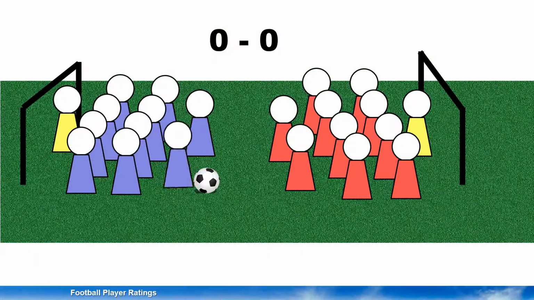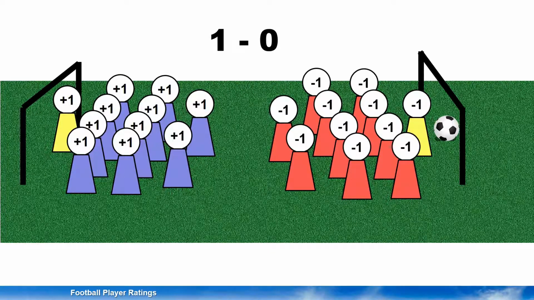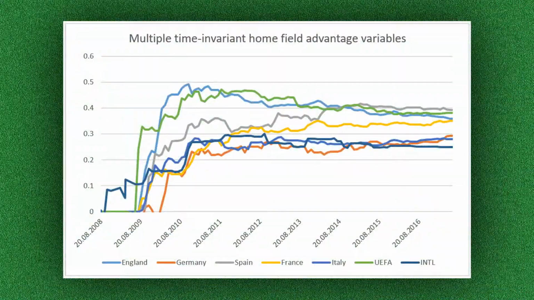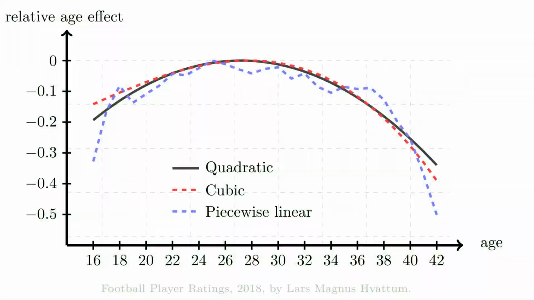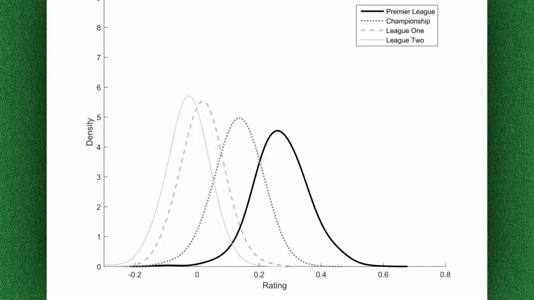Essentially, we are trying to calculate the effect that each player has on their team when appearing on the pitch, measured in terms of their contribution to the goal differences obtained. While doing this, we have been compensating for the home field advantage, for players being sent off with red cards, for the player's age, and for the difference in quality between different leagues.